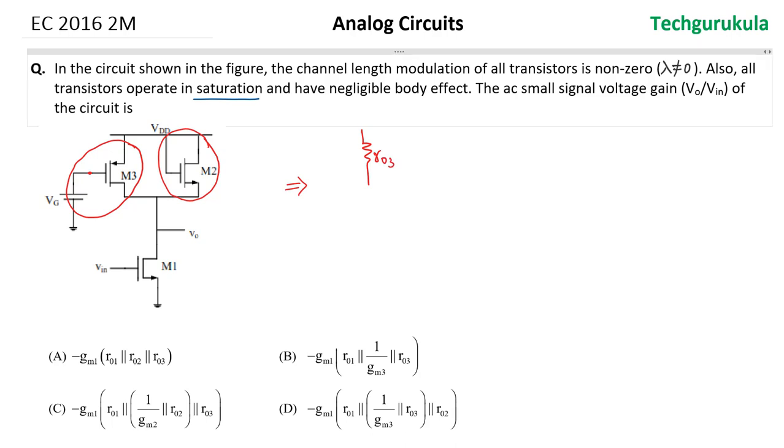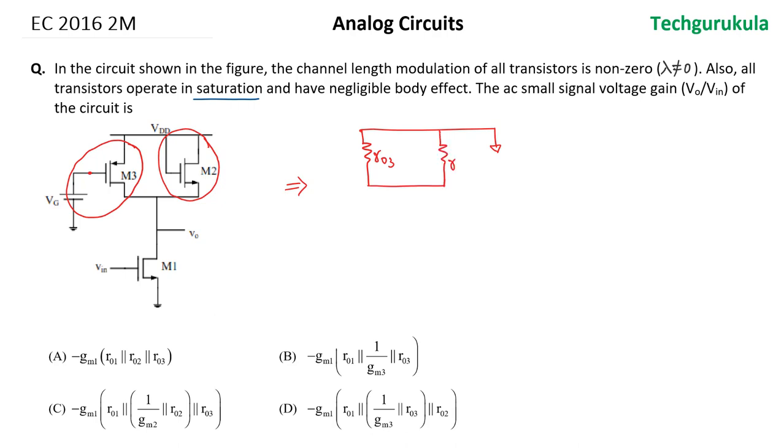because of channel length modulation effect. So VDD will be grounded in small signal analysis, and the diode connected MOSFET offers small signal resistance of r_o2 in parallel with 1/gm2. 2 is representing the MOS transistor 2 here.